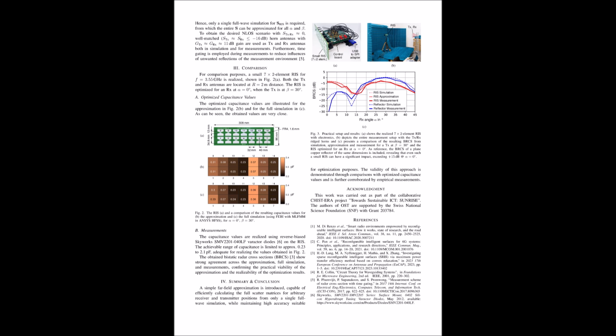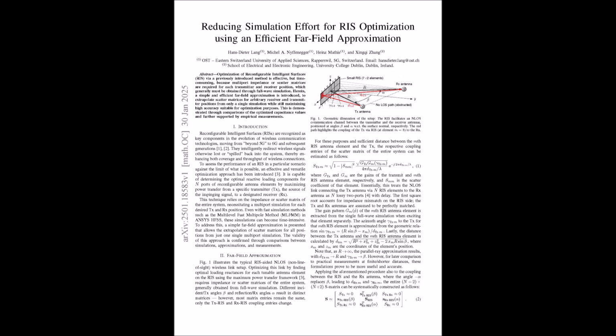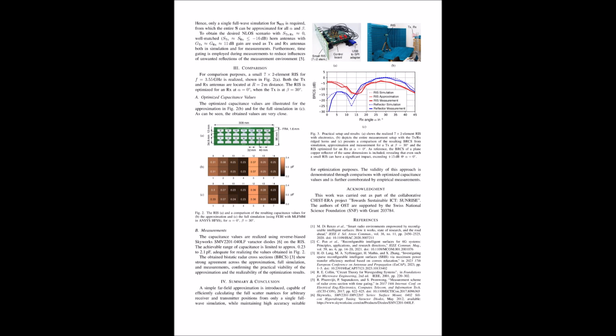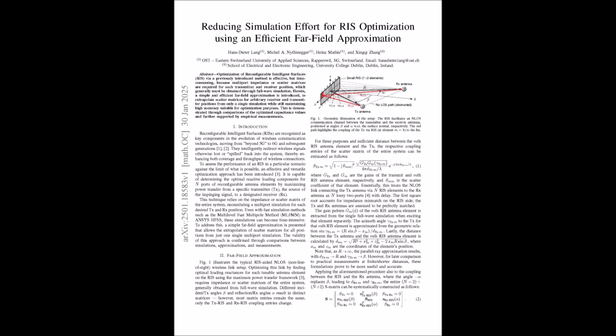And this is where that scatter matrix comes into play. The scatter matrix is essentially the heart of the system. It's a mathematical representation of how the RIS interacts with the incoming signal. It characterizes the whole system's behavior. But, and here's the rub, simulating this matrix for every possible position of the transmitter and receiver, that's what really bogs things down computationally. Got it. So that's the problem they're trying to solve.